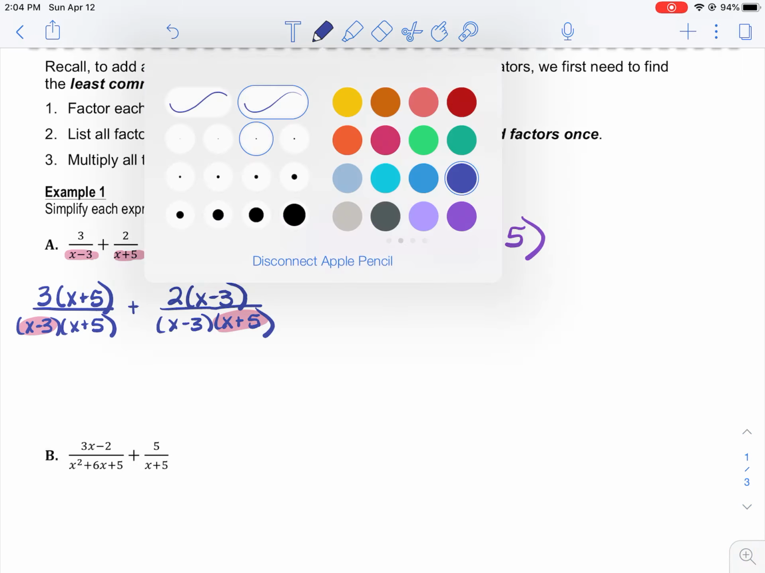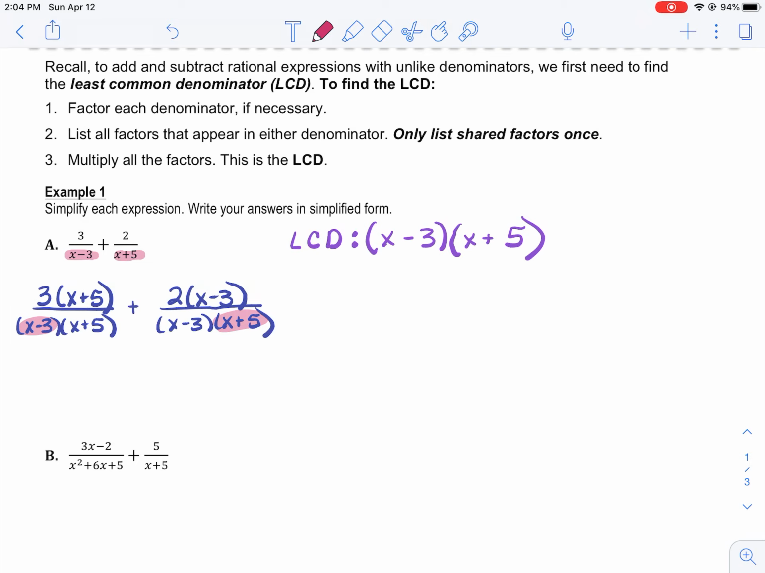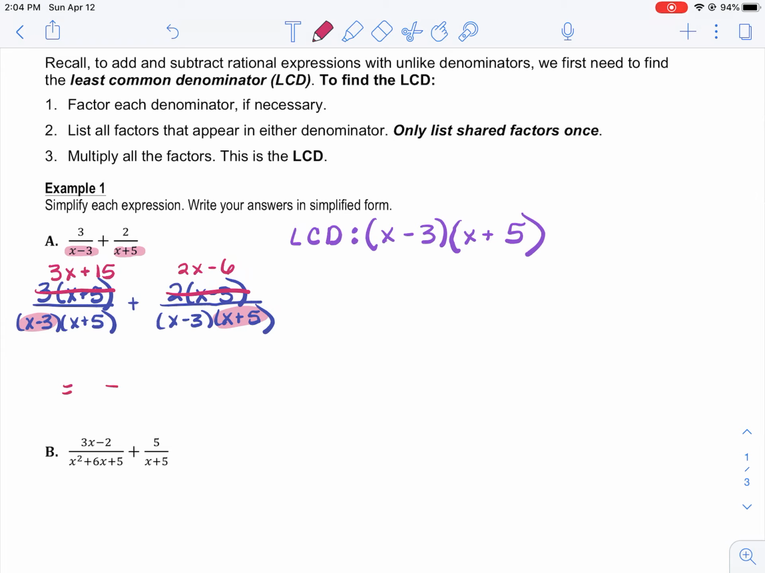Okay, now the next step is to add the numerators. But before we can add, we have to distribute. So I'm going to distribute. I don't want to rewrite this whole thing, so I'm just going to distribute right here. I'm going to write 3x plus 15, and cross that out. And then I'm going to write 2x minus 6 and cross that out. So now I'm ready to add.